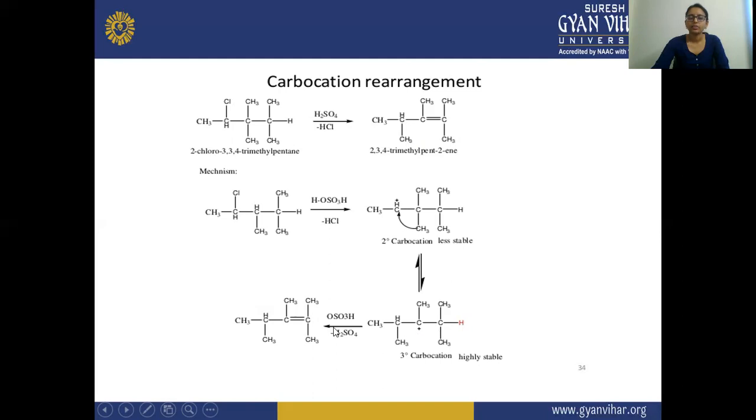So when it reacts with this HSO3H, there is a removal of H. From this position, this H is removed, so here the double bond is formed and this alkene will be formed. So in the carbocation rearrangement, we get this product. This is 1, 2, 3, 4, 5, and 1, 2, 3, 4, 5. So its name is 2,3,4-trimethylpentene.